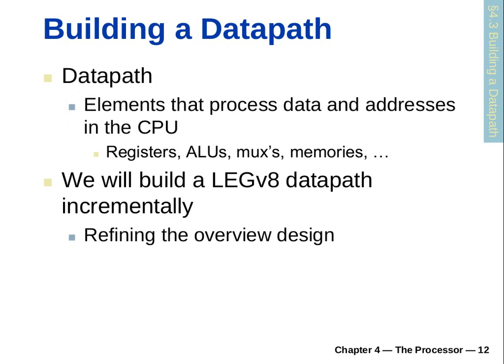So, we're going to build the data path as shown earlier by incrementally building each component. Right. So as I mentioned, data path is the element that processes data and addresses in the CPU. We have the different elements like registers, functional units, ADDs, boxes, and memories.